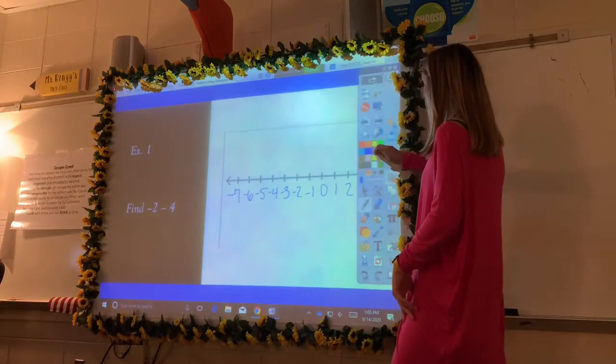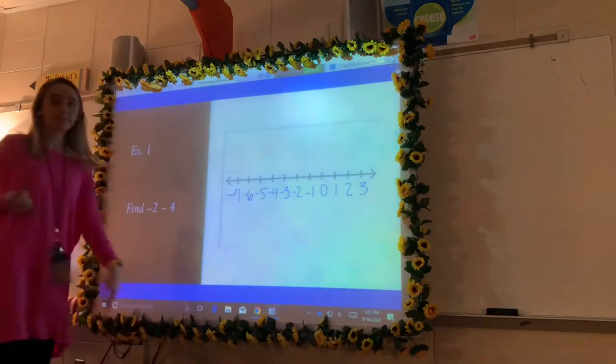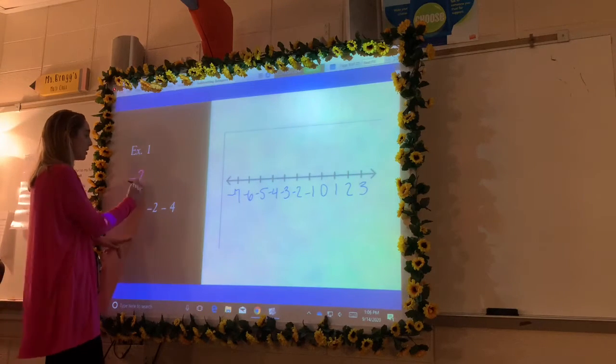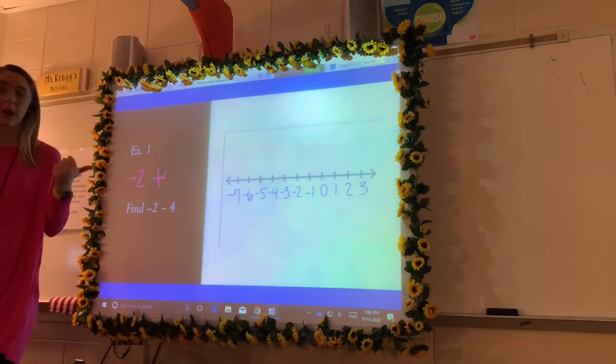Remember, you are watching this online, so you can pause at any moment. Let's look at example number 1. So find negative 2 minus 4. So remember, we add the opposite, so we don't touch the first number. Subtraction becomes addition. And then we need to decide, is that 4 positive or negative?